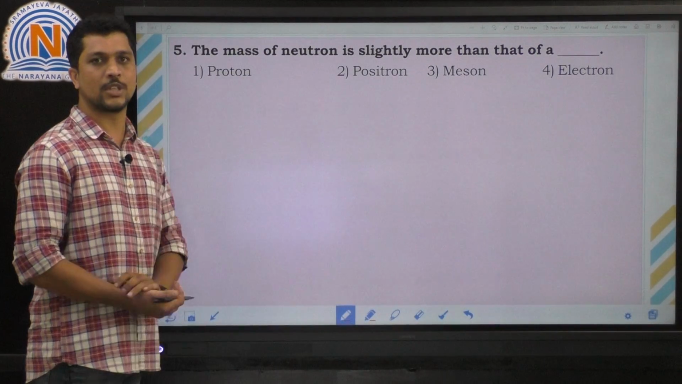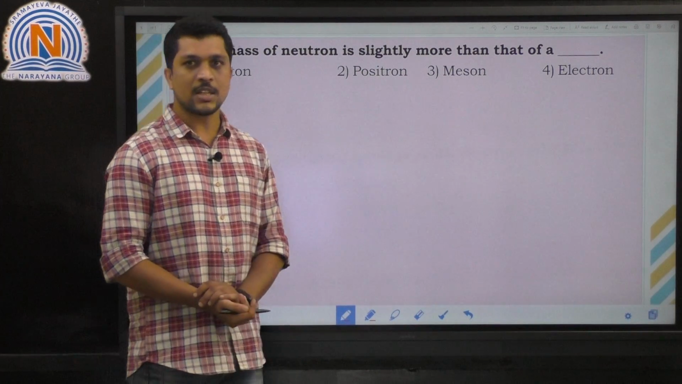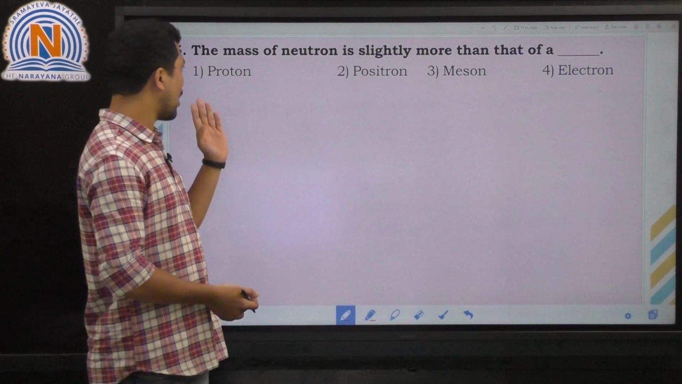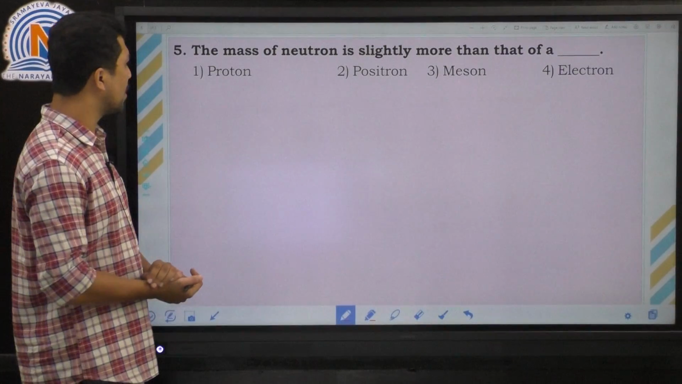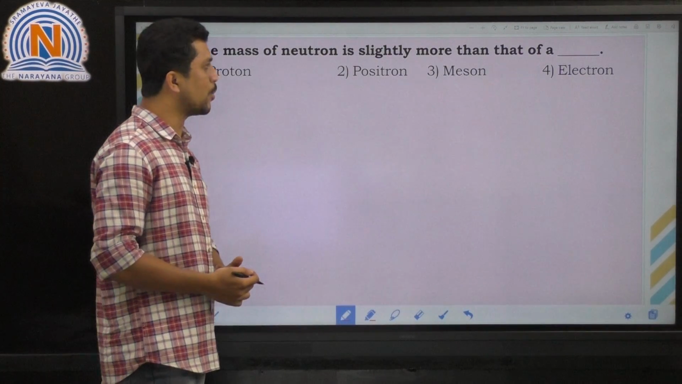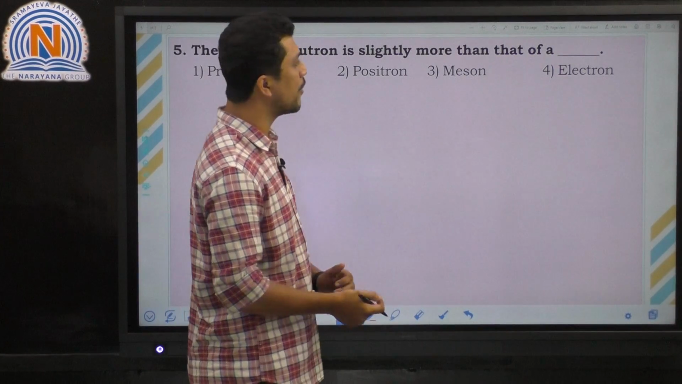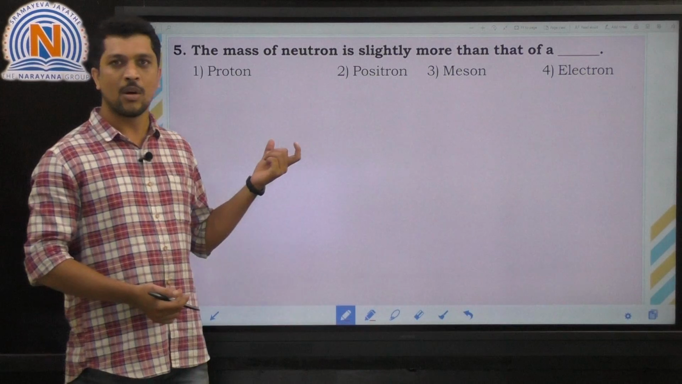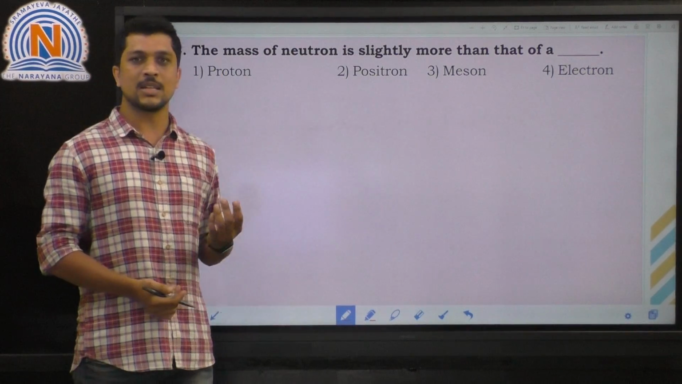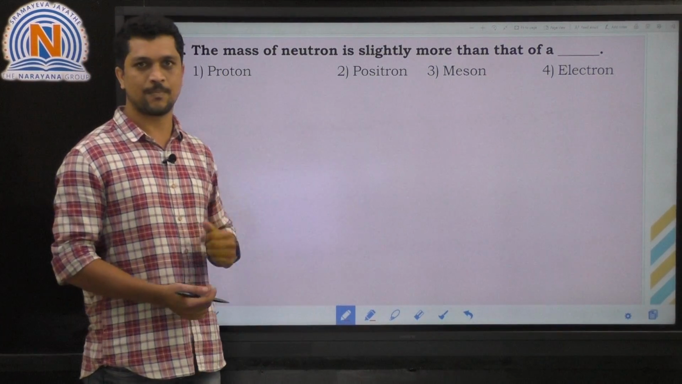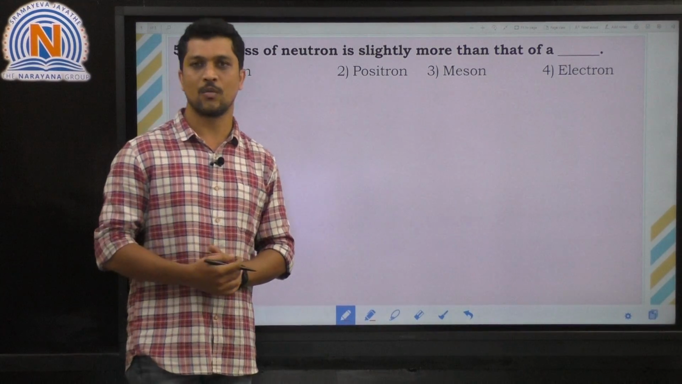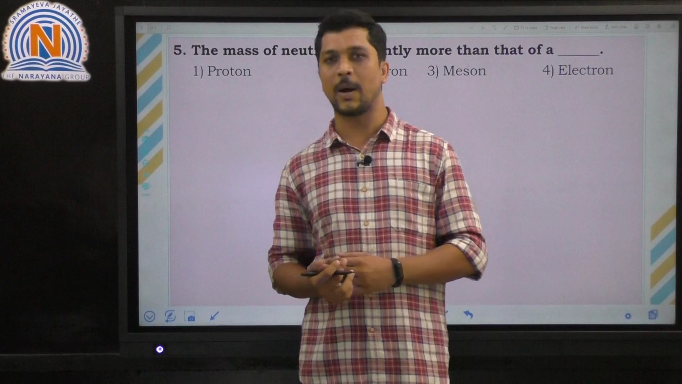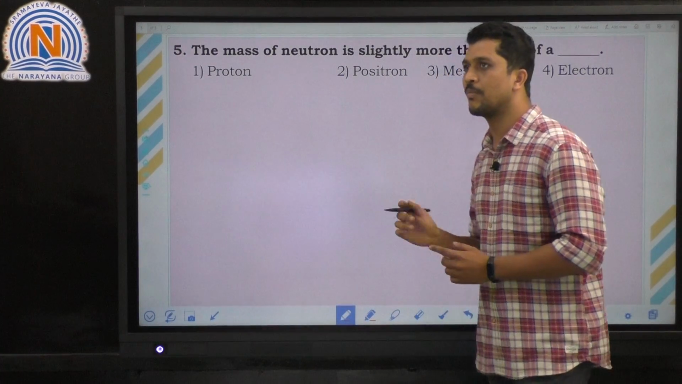Here the fifth question. The mass of neutron is slightly more than that of. So if you observe the options, they have given four. One is proton, another one is positron, third one is meson, and fourth one is electron. So among these four, the neutron mass is slightly higher than one of them, right? A little bit high. So what is that particle? Among these four, right?